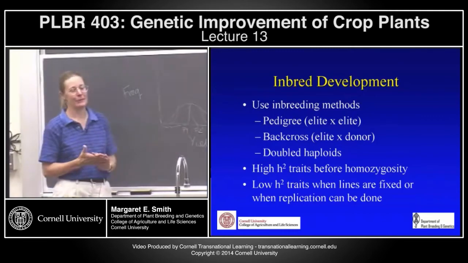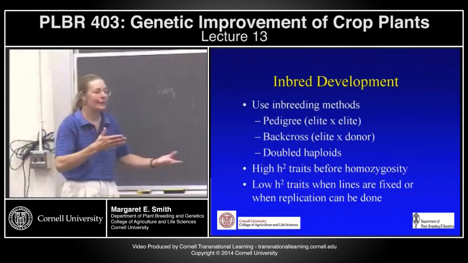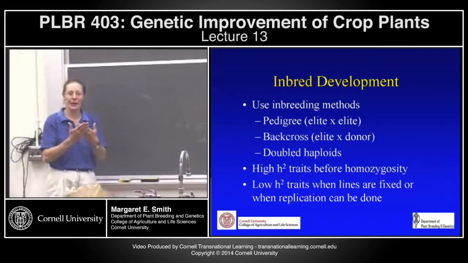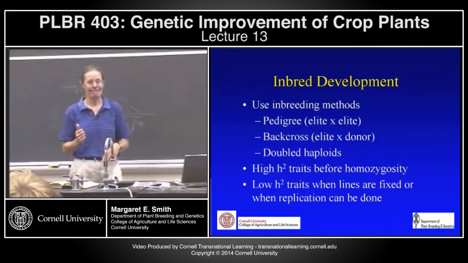So yield, we're always focused on transgressive segregates. Things like adding disease resistance to a high-yielding progeny, that's just about getting new gene combinations and not necessarily about the transgressive segregation. Okay? Good.